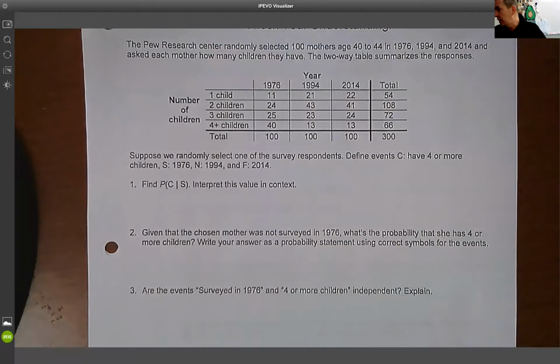Okay, we're going to talk a little bit about what we did today. So today we're going to talk a little bit about what's called conditional probability, and we're going to talk about independence, the idea of independence.